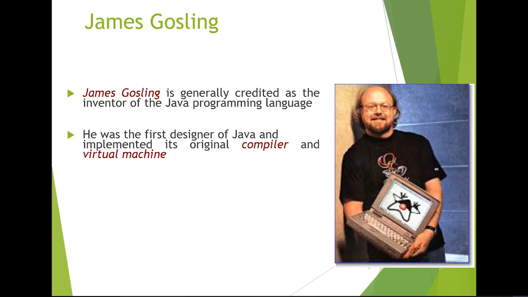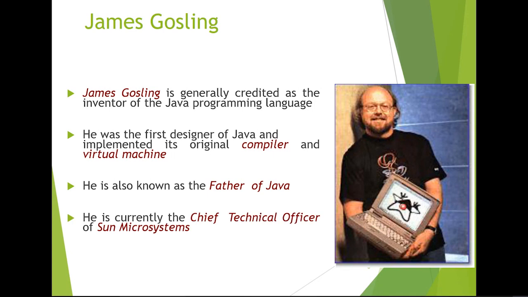So siguro you are now already familiar with what is a compiler. And then what is a virtual machine? Virtual machine is kumbaga siya yung ginagamit ni Java para mag-convert ng code into a machine language. Siya yun. So, he is known as the father of Java. Then, he is currently the chief technical officer of Sun Microsystems. Yeah, so that is James Gosling.